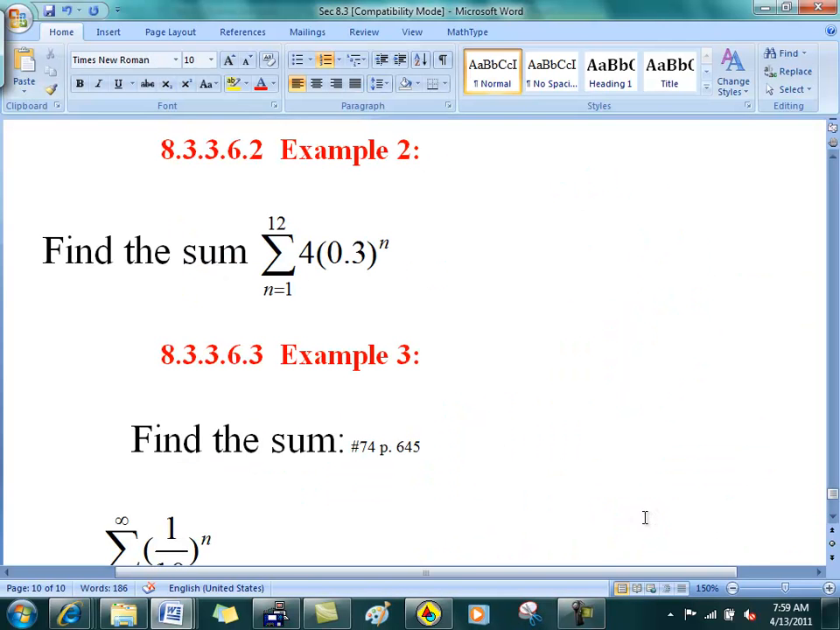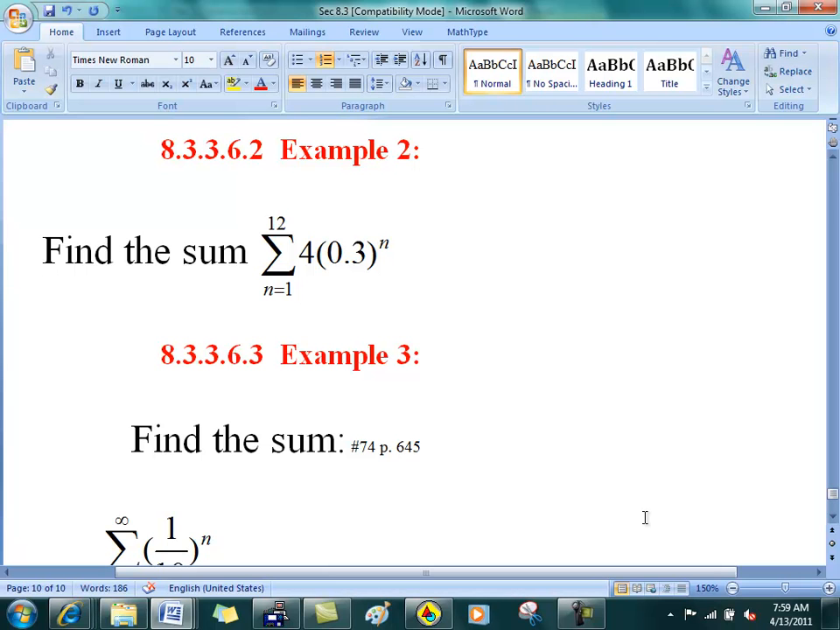Remember what the sequence means. This sequence means you put n equals 1, you get 1.2. You put n equals 2, 0.3 squared is 0.09, times 4 is 0.36. So you should get the same answer. Again, be careful. This is a question that's designed to trap you.